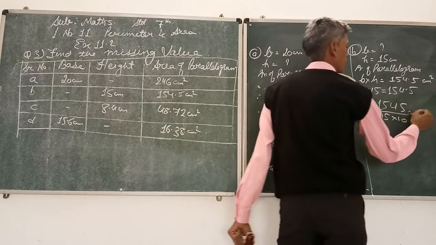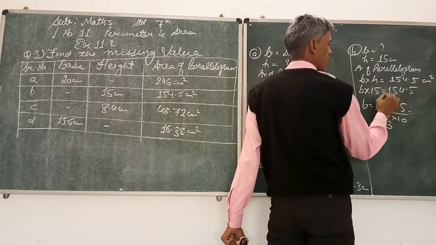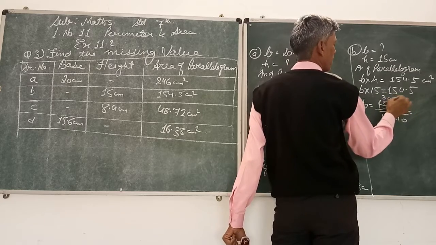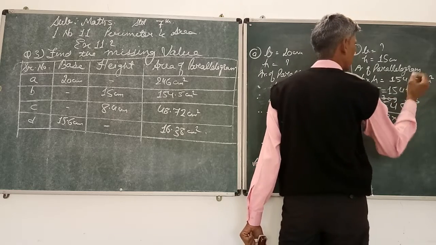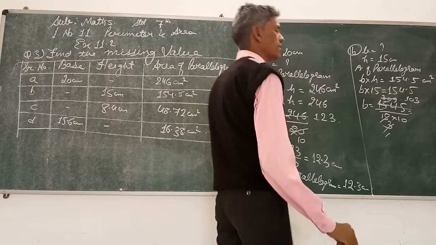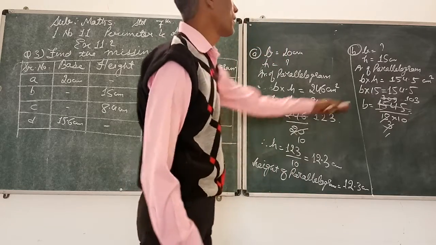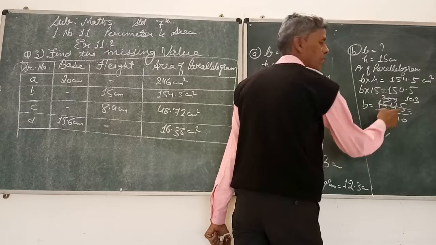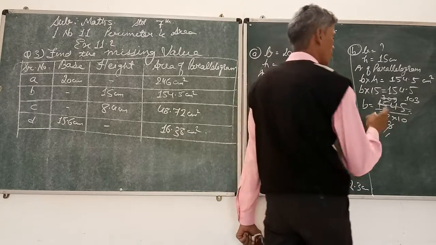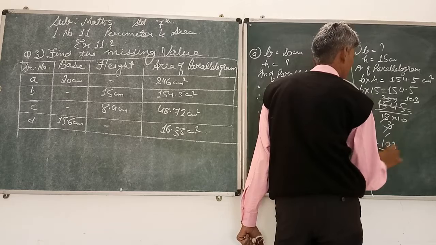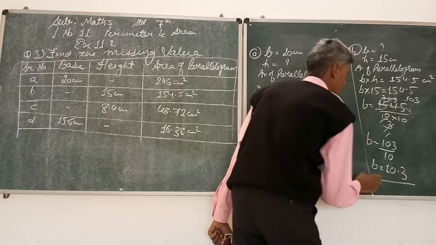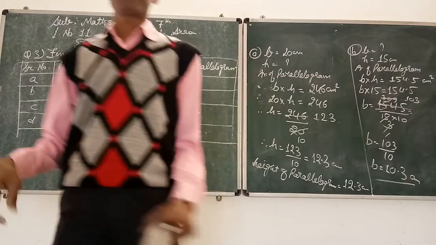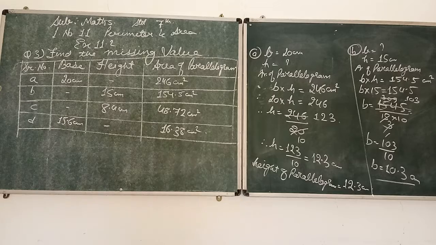Say 5 3s are 15, 4 is not going to 0, 5 9s are 45, 3 1s are 3, 0s are 0, and 3 3s are 9. Okay, this is cut. That means 15 1s are 15, and this 15 103s are 1545, 1545. Therefore B is 103 upon this 10 is left. So base is 10.3. So base of parallelogram is 10.3 centimeter. Like this you can solve this sum.